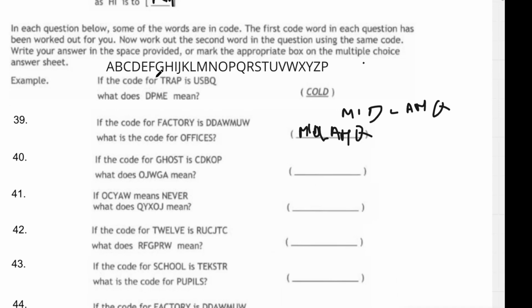Question number 40. G to C. Let's see if we can find the pattern. We minus 4. And then H to D is minus 4 again. And then O to K is minus 4. Again, it seems like every time we minus 4. So if we're going from word to code it's minus 4, so code to word is going to be plus 4.